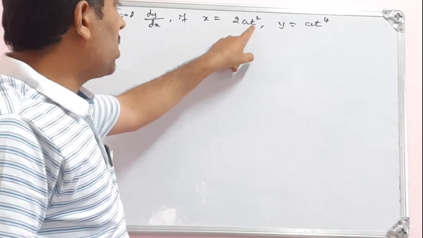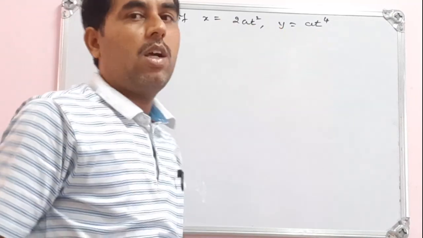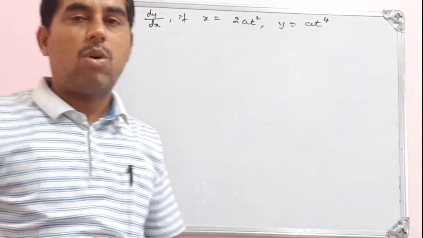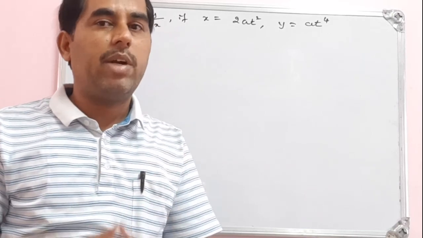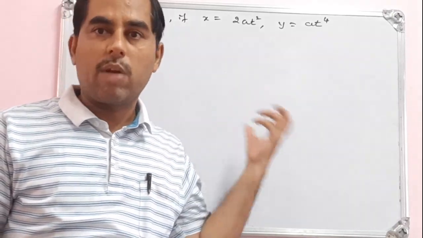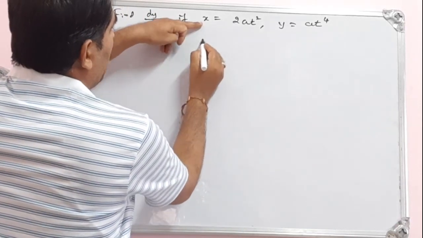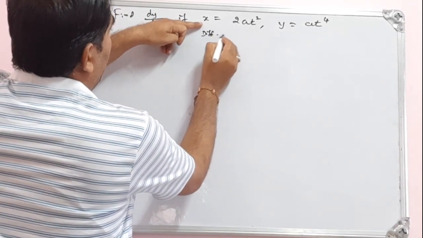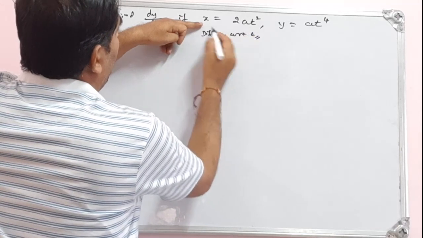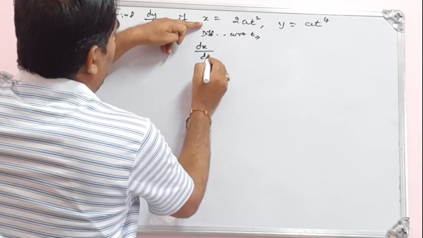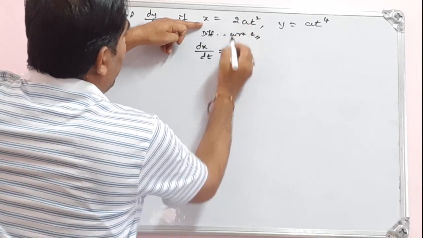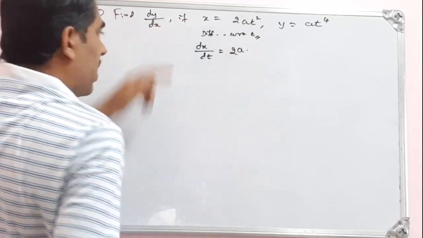Here x is expressed in terms of t, y is expressed in terms of t. So these are called parametric functions. How can we differentiate it? How can we obtain the derivative? Here we have to differentiate both the given functions with respect to t. So differentiate this with respect to t, I will get dx by dt. This 2a, you don't have to do anything, I will write 2a as it is.